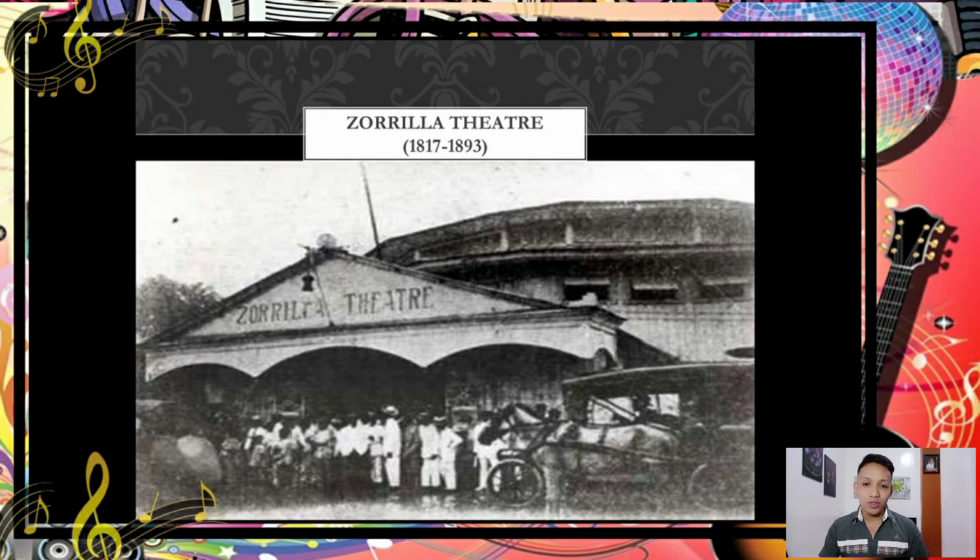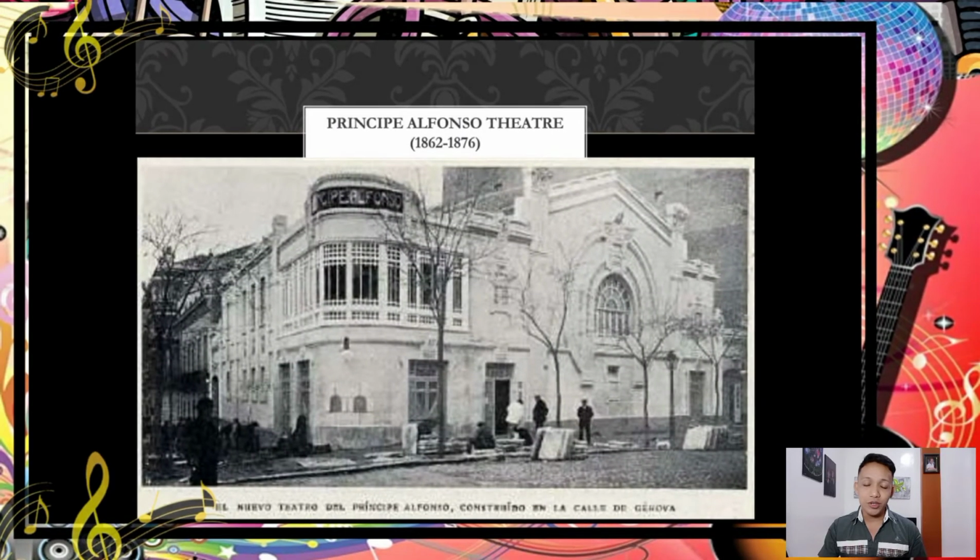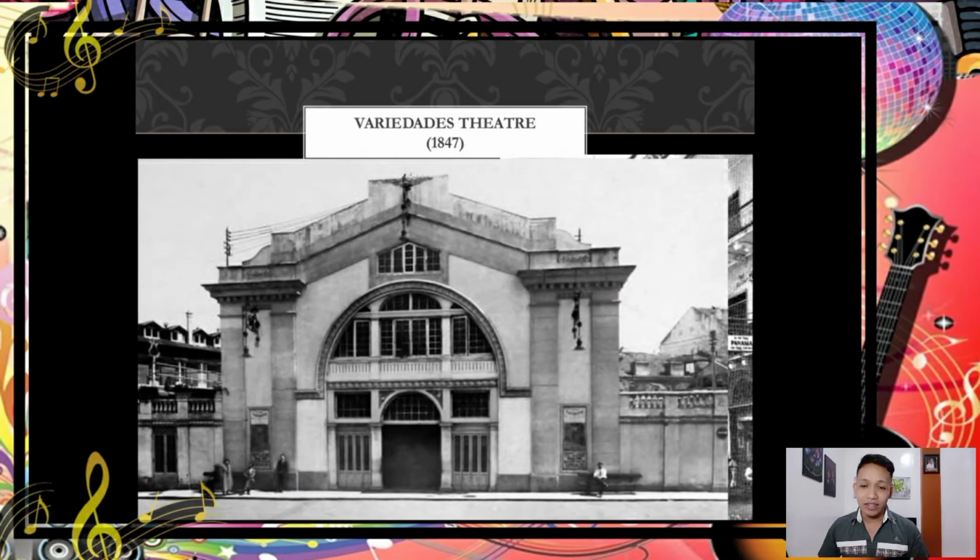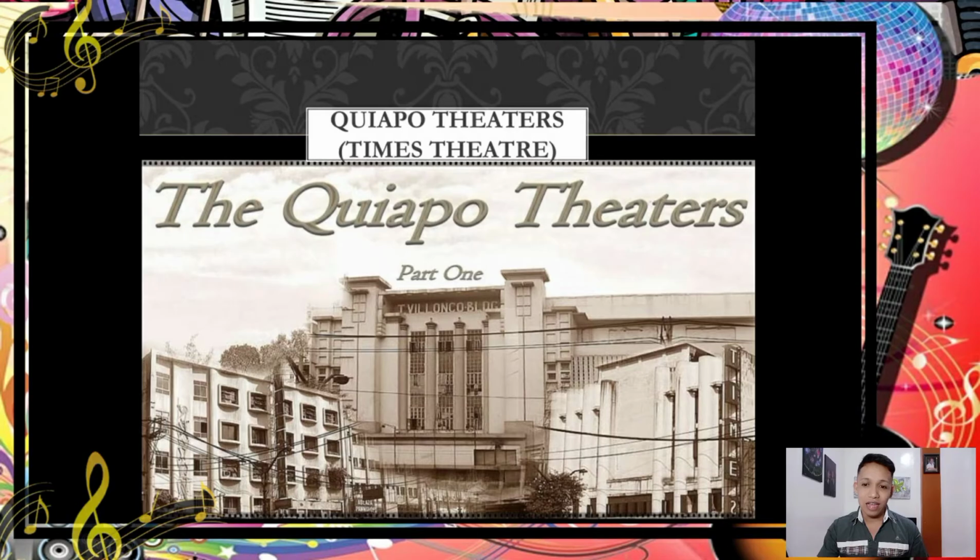The first picture shows the Zorilla Theater, which was popular from the year 1817 to 1893. The second picture shows Principe Alfonso Theater, which was popular from 1862 to 1876. We also have the Variedades Theater, which was popular in the year 1847. And of course, we also have the Quiapo Theater as indicated here.